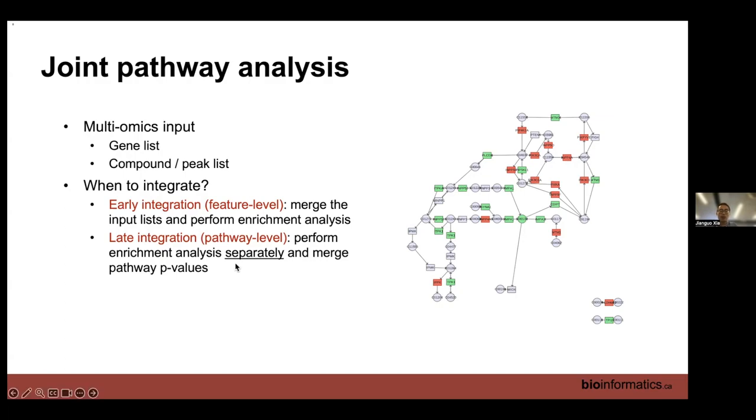The other part is pathway level integration. We can do a metabolomics data pathway analysis and a transcriptomics data analysis and get significant pathways. And we can integrate the pathways based on their p-values. This is more for later. In this case, we can slightly address the imbalance at the feature level, because the p-value is slightly more tolerant.